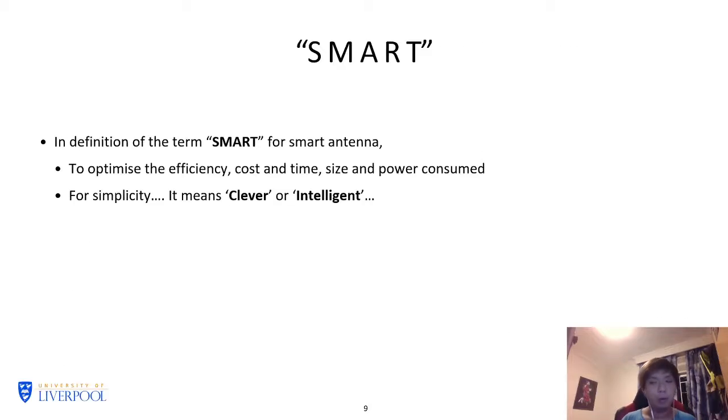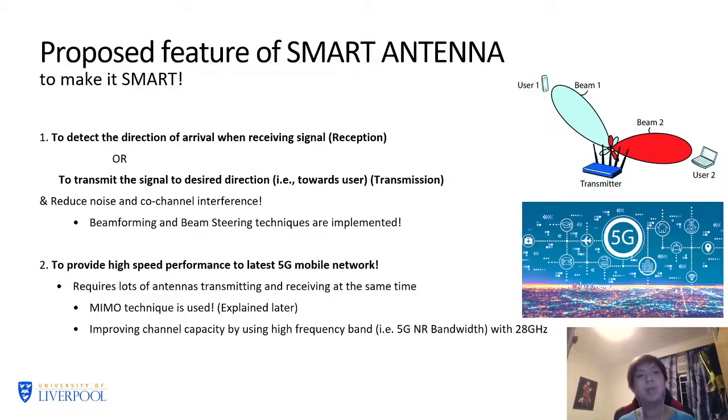So let's start with the smart antenna, and how could it solve this? For a smart antenna, smart basically means clever, intelligent, to optimize efficiency, cost and time, size and power consumed. And what do we want to achieve from a smart antenna? We aim to transmit the signal in the desired direction, or to detect the direction of arrival while receiving a signal. Hence, we can reduce the noise and co-channel interference.